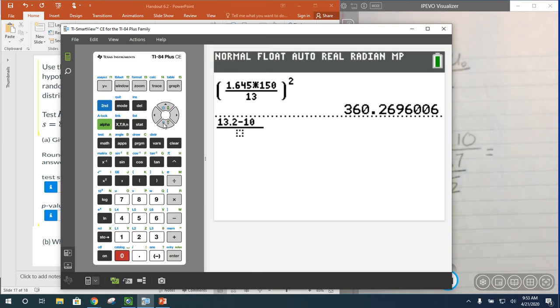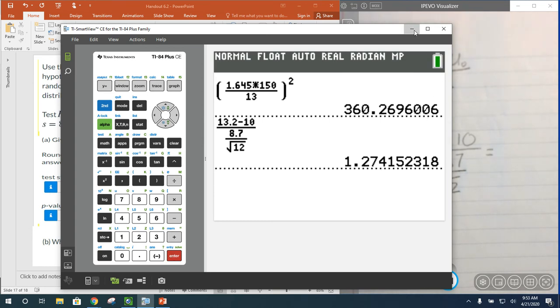minus 10. In the denominator, we need another fraction, so we enter another fraction. We put in 8.7, and we put in the root of 12. And then we let the calculator do the math, 1.27.